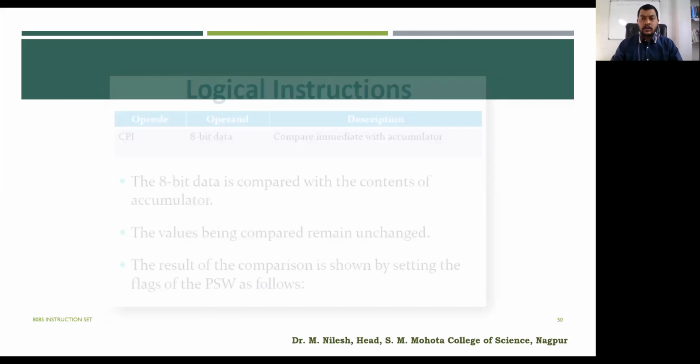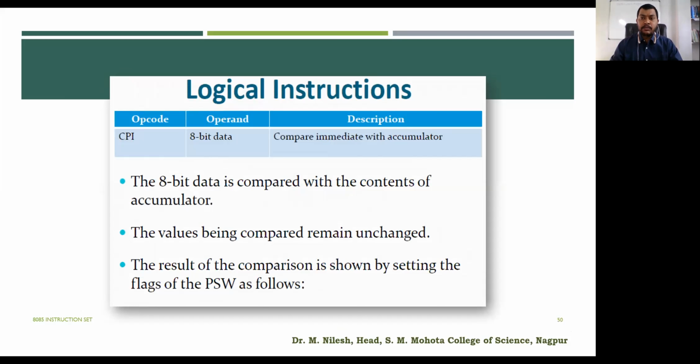Then the next logical instruction is compare immediate with the accumulator, meaning immediate data. Here the data is to be specified in the instruction itself, so it is a 2-byte instruction. One is the opcode and the other one is the data. This is the instruction CPI, compare immediate with accumulator. It is going to compare the data which is specified in the instruction itself, right?